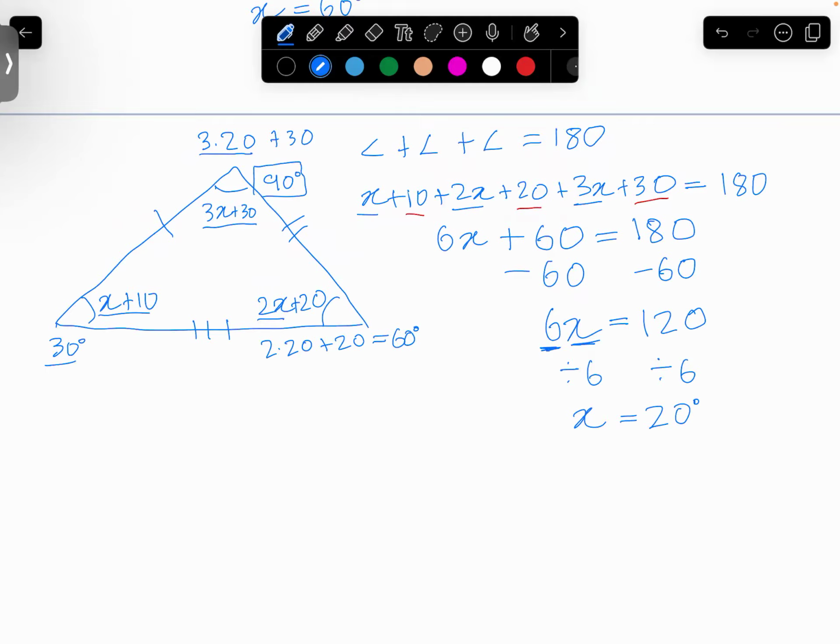Times sign as a times into. Can you do x instead of a dot? X.